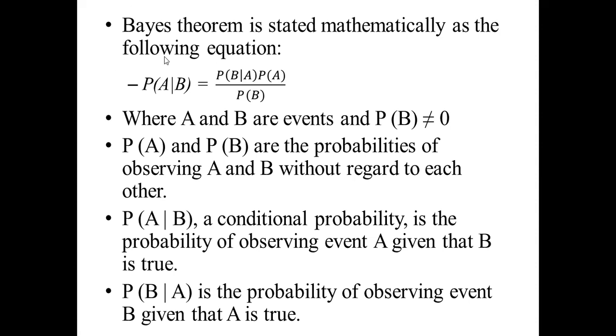Okay, so all these probabilities are non-zero values. Where A and B are events, that is P of B is not zero, then P of A and P of B are probabilities of observing A and B without regard to each other. It means there is no connection between them, that is, these are independent events we can say. So P of A given B, a conditional probability, is the probability of observing event A given that B is true, and likewise the reverse, observing event B given that A is true.